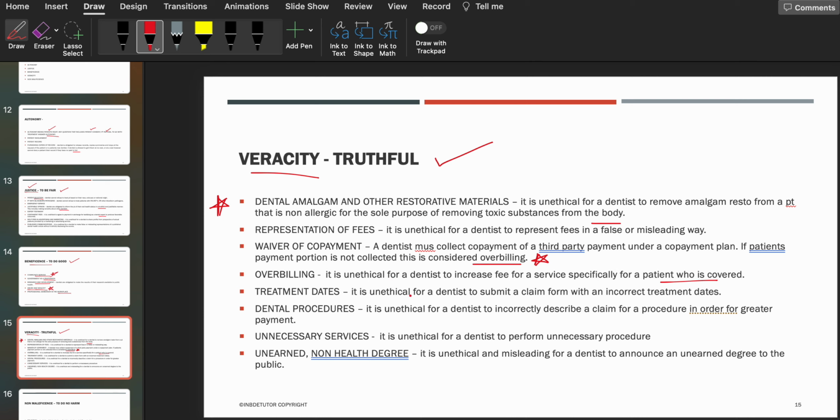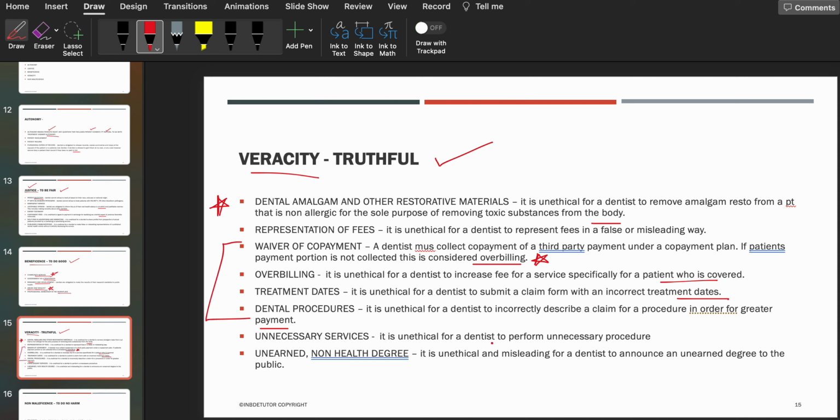Treatment dates. Again, treatment dates are related to insurance fraud. It is unethical for a dentist to submit a claim form with incorrect treatment dates. Dental procedure. It is unethical for a dentist to incorrectly describe a procedure on a claim in order to get greater payment. So again, all these ones are insurance frauds.